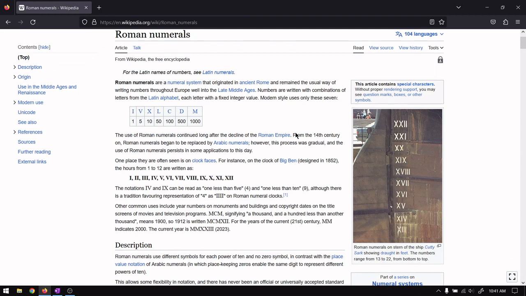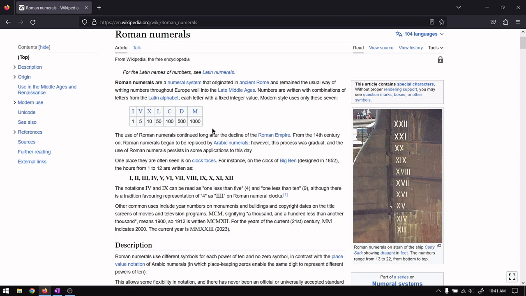Okay, the next topic we're going to talk about is Roman numerals. And this is the kind of basis of the Roman numeral system where we use letters to designate certain values of numbers. I is 1, V is 5, X is 10, L 50, C 100, D 500, and M 1000.